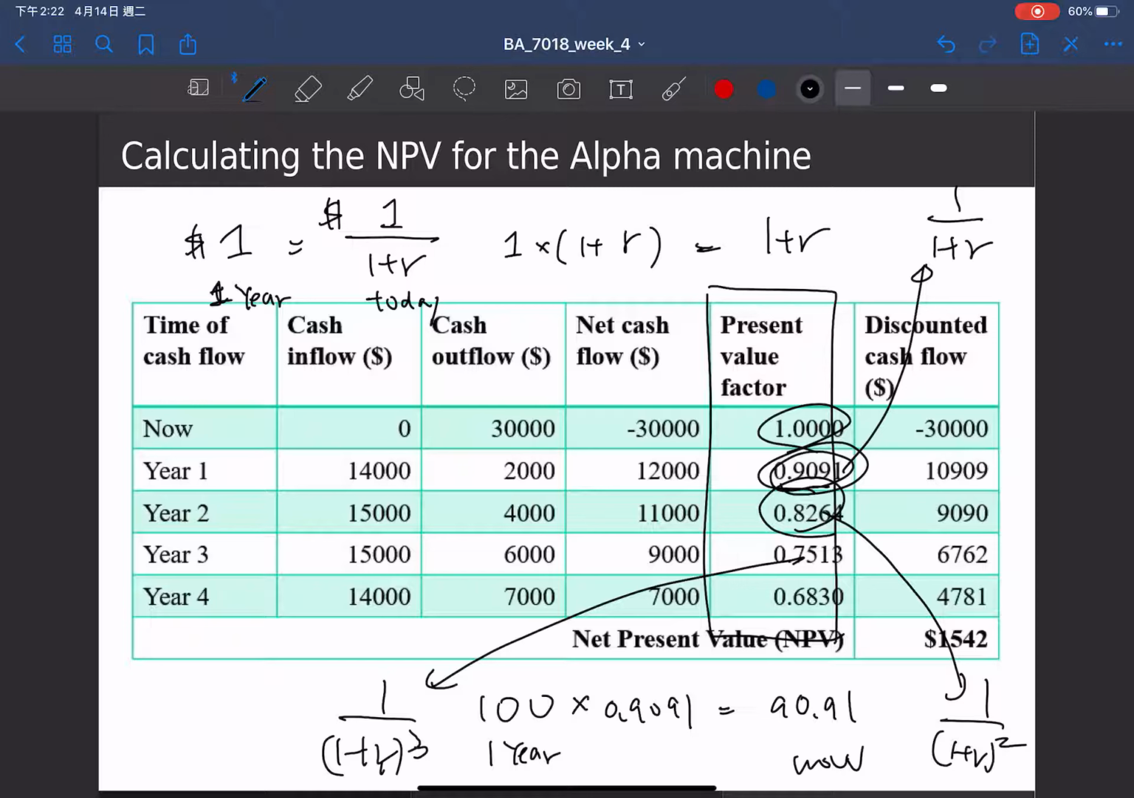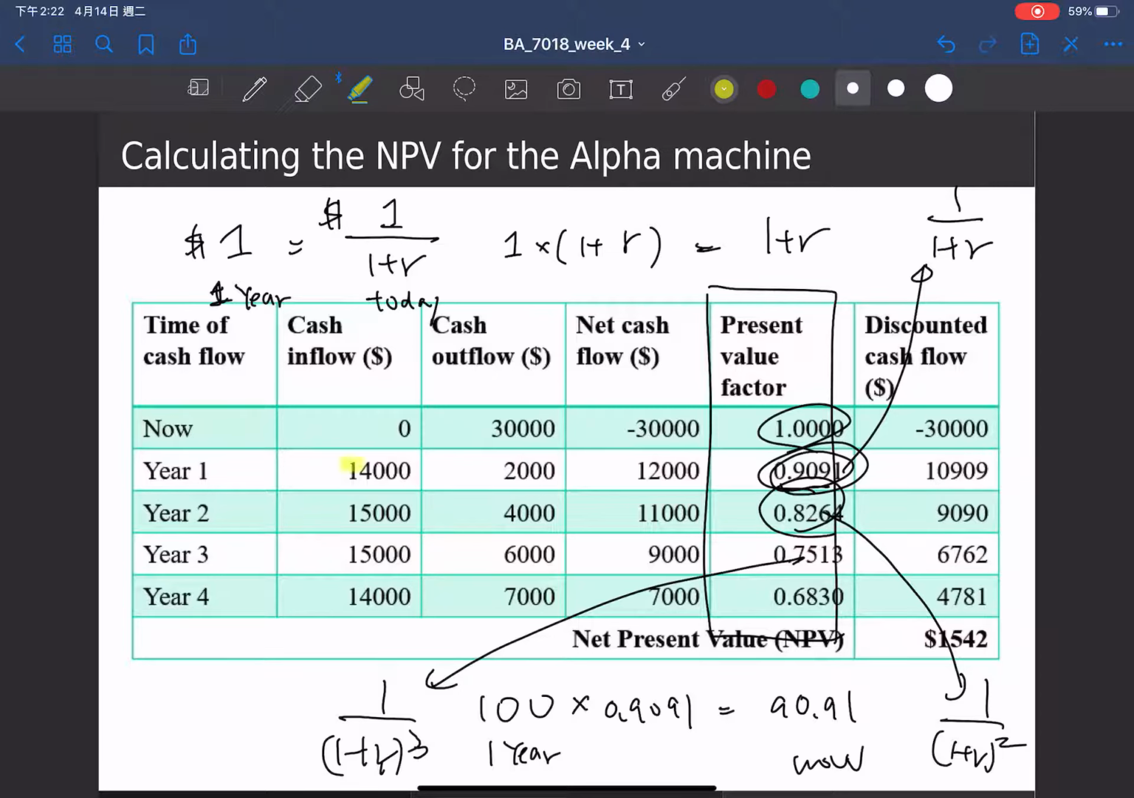Any part not clear, confused? Do you guys understand what I'm doing here? Okay? So this is how you do it, if there's no uncertainty, basically.